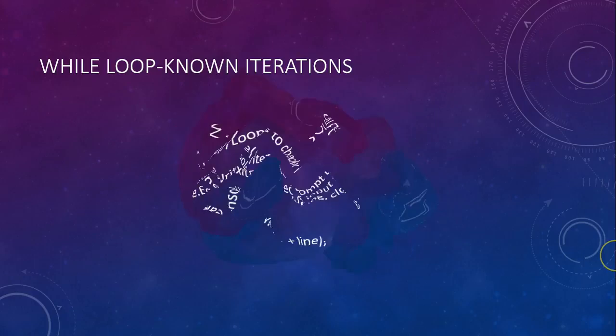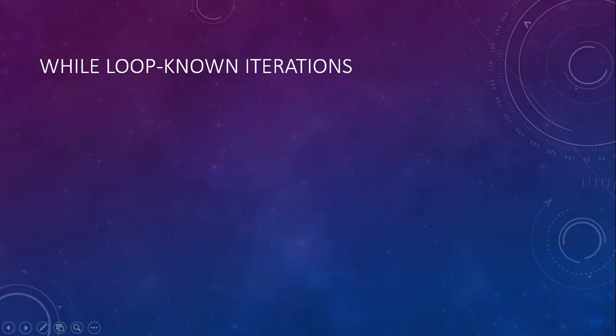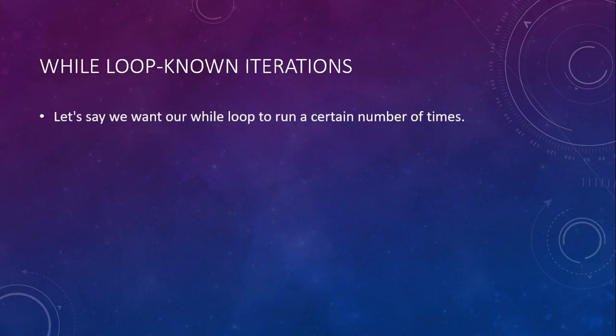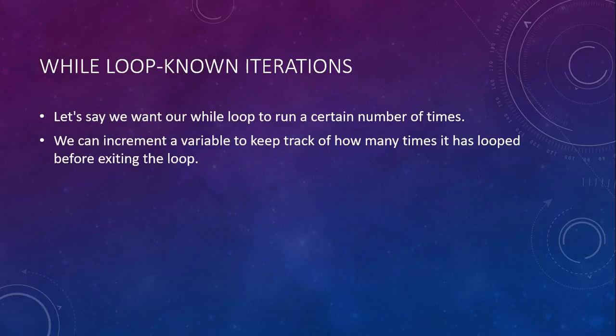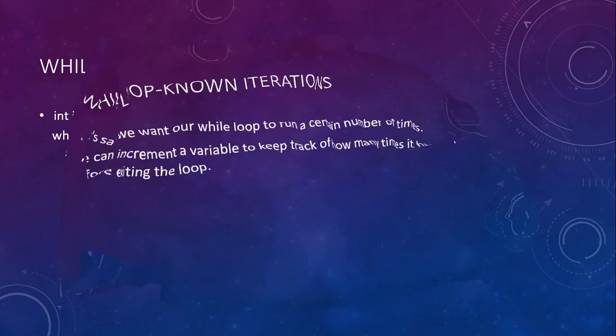Now, let's talk about if you know the number of iterations. Because sometimes we know we only want something to go 5 times or 10 times or 100 times. We want a set number of loops for a loop. We don't want it to keep going until someone types something or a certain value pops up. We just want it to go so many times. So if we want our while loop to run a certain amount of times, we can increment a variable to keep track of how many times it has looped before exiting the loop.